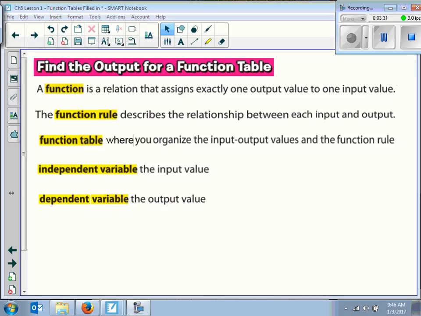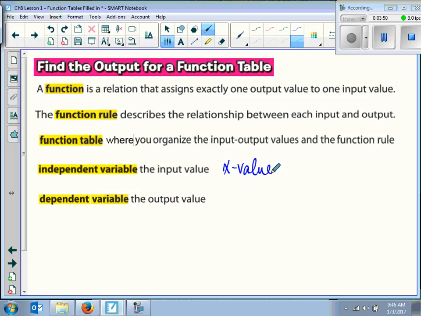All right, and then we have the independent and dependent variables. The independent variable is the input value. Okay, that's the x value. The dependent variable depends on the independent variable. So whatever goes in determines what comes out. So the dependent variable is the output value or the y value.